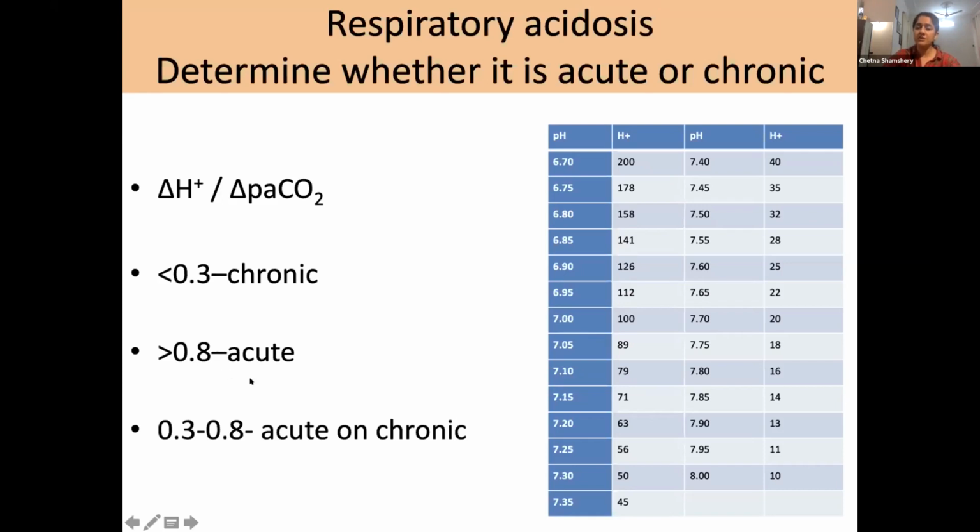Whereas in acute conditions, where there is some sudden insult to the body that it is not used to, the pH is going to suddenly change significantly as compared to the PCO2 values. So it's going to be acute. And if the ratio is between 0.3 to 0.8, it's going to be acute on chronic.